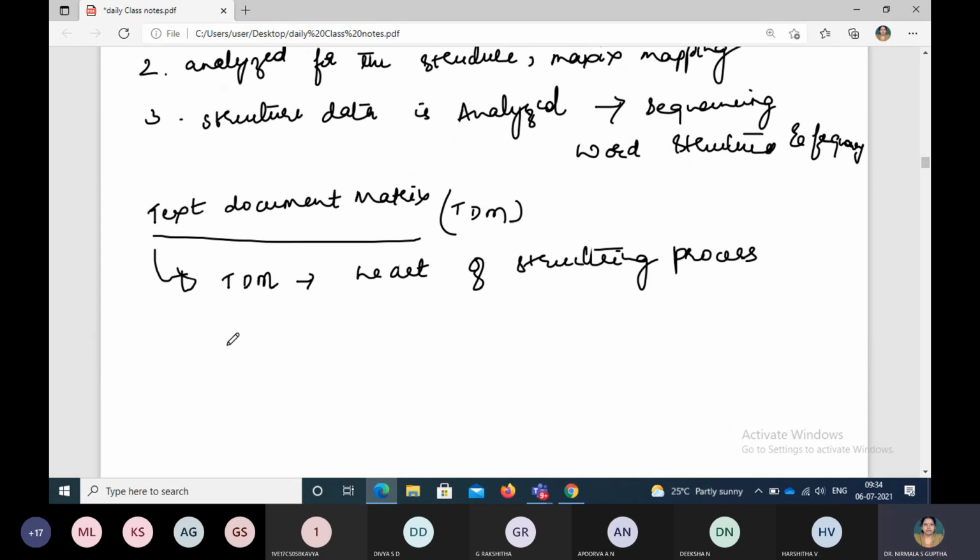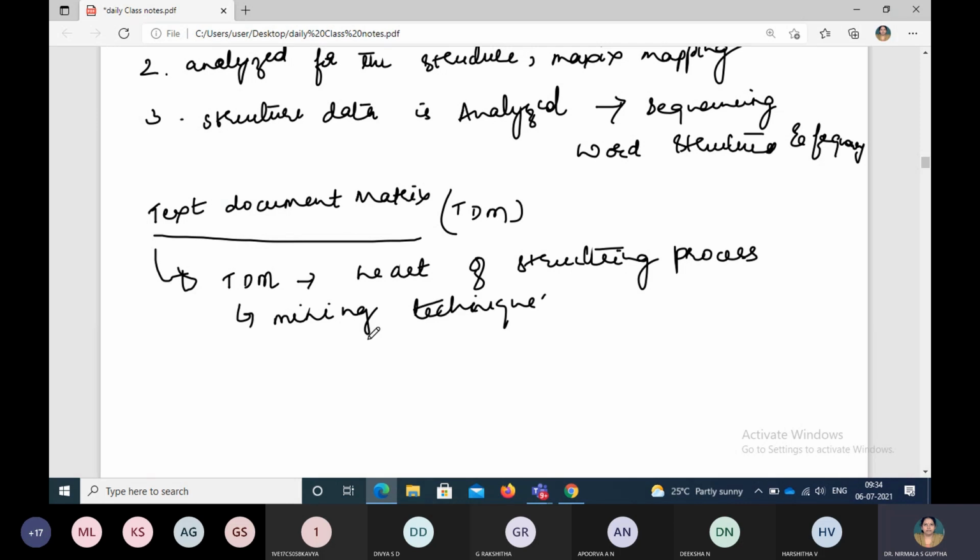So free flowing text can be transformed into numeric data in a TDM. Please understand, I repeat, whatever text we get can be transformed into numeric data in this text document matrix. And this text document matrix can be further mined using the regular data mining techniques. Once the TDM is prepared, it is ready for mining by any data mining technique.